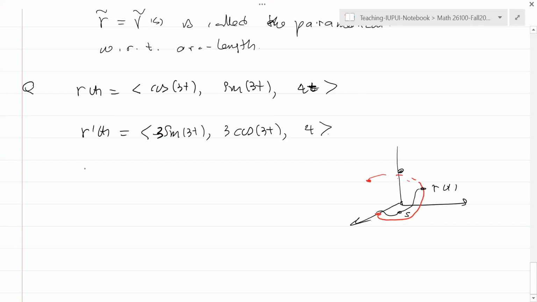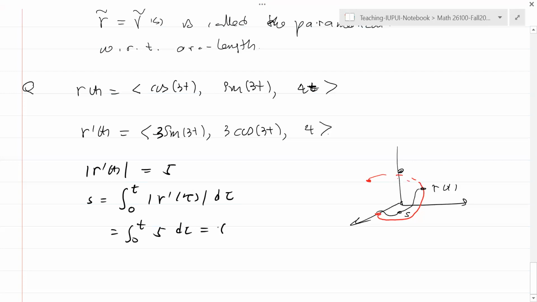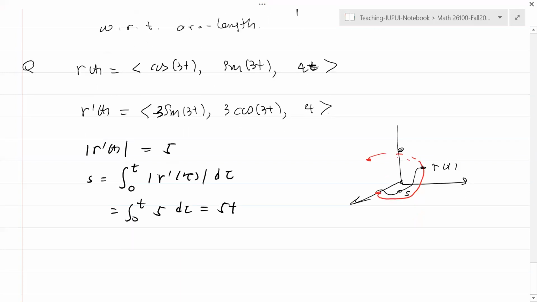So the norm of r prime is going to be 5. So s is an integral from 0 to t, with parameter tau, and that's going to be 5t. So the relation between s and t is very simple.